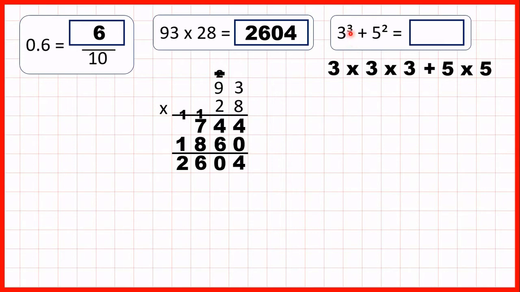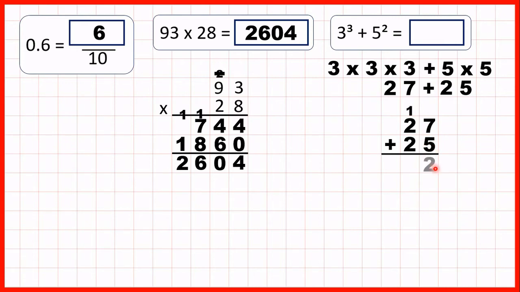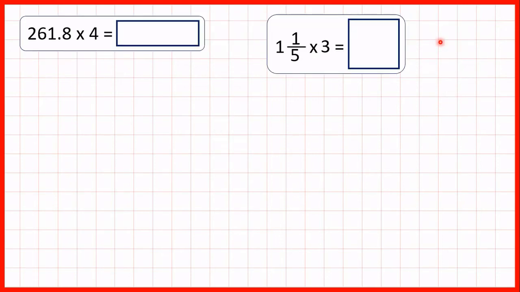So let's work out 3 cubed. 3 times 3 is 9, and then 9 times 3 is 27. So 3 cubed is 27. We're adding 5 squared, and 5 times 5 is 25. So we need to work out 27 plus 25. 7 plus 5 is 12, so 1, 2, and 1 plus 2 plus 2 is 5. So our answer is 52.